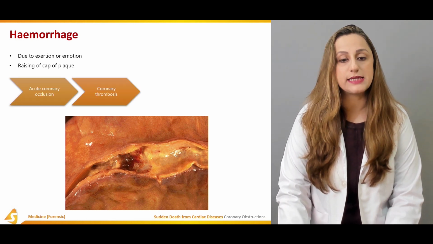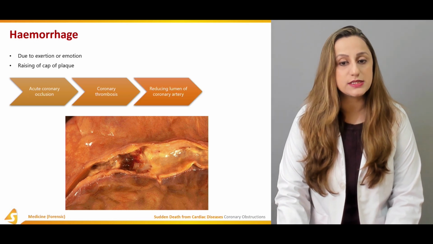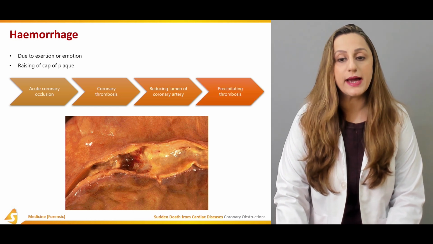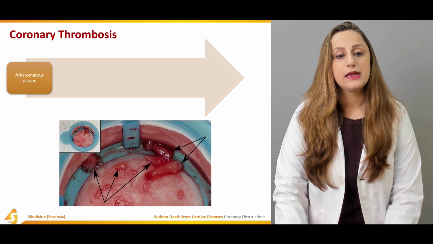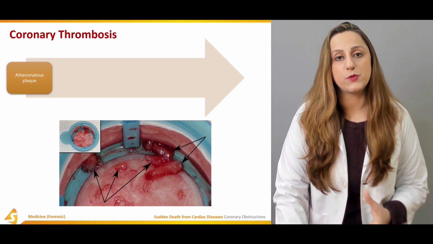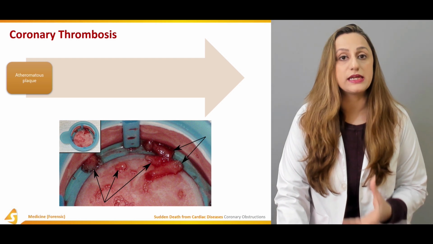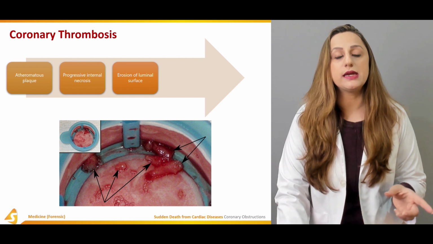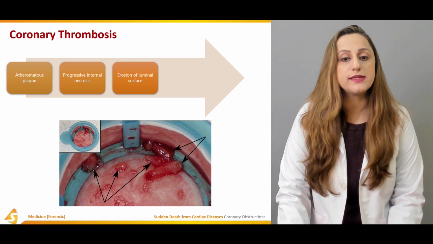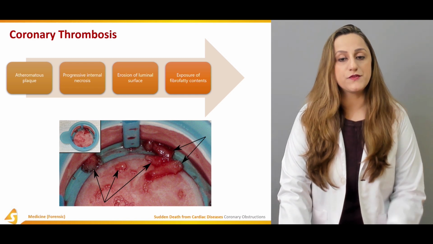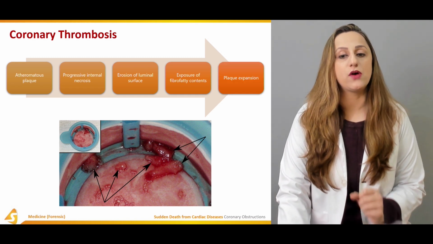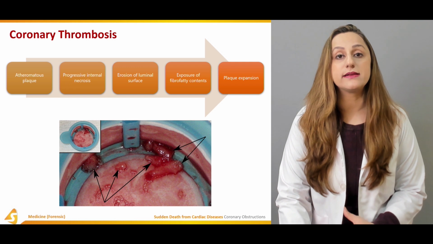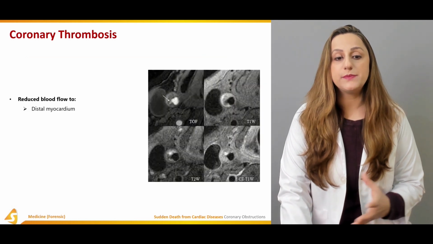Acute coronary occlusion can take place. Coronary thrombosis follows after this, and a reducing lumen of the coronary artery is one of the complications as well, followed by the precipitating thrombosis. Now, in coronary thrombosis, we find that there is an atheromatous plaque initially, which is followed by the progressive internal necrosis due to the compromised blood supply, which is followed by the erosion of the luminal surface, and after that there is an exposure of the fibrofatty contents of the plaque, and that is basically when the plaque expansion takes place, and that is going to further compromise the blood flow.